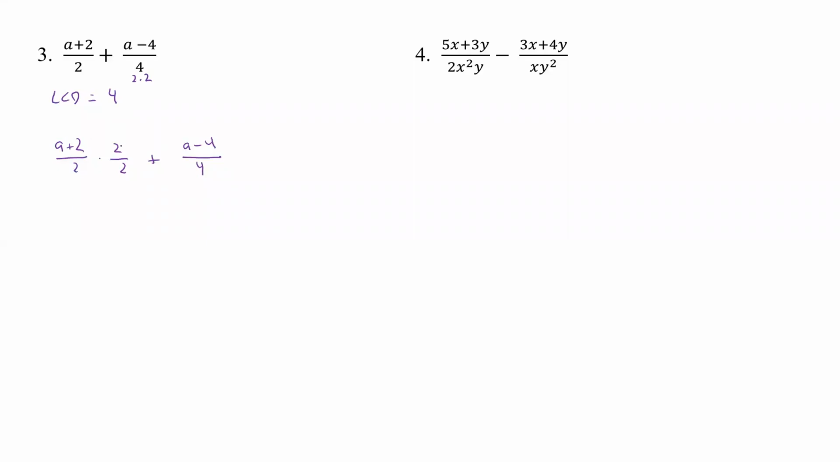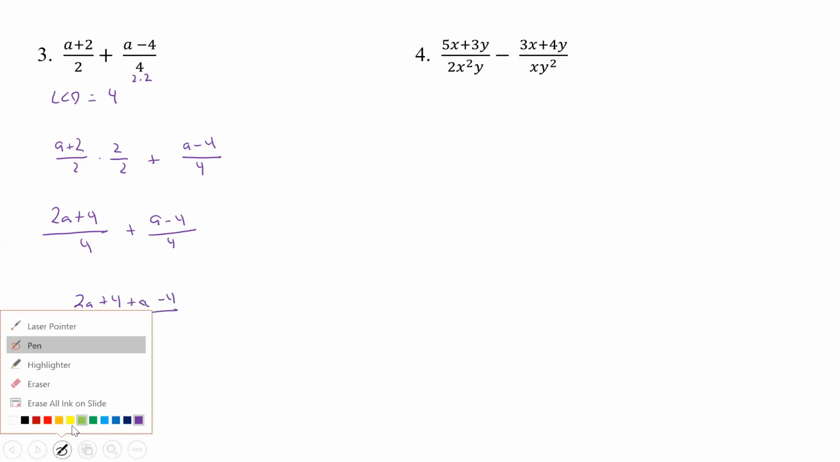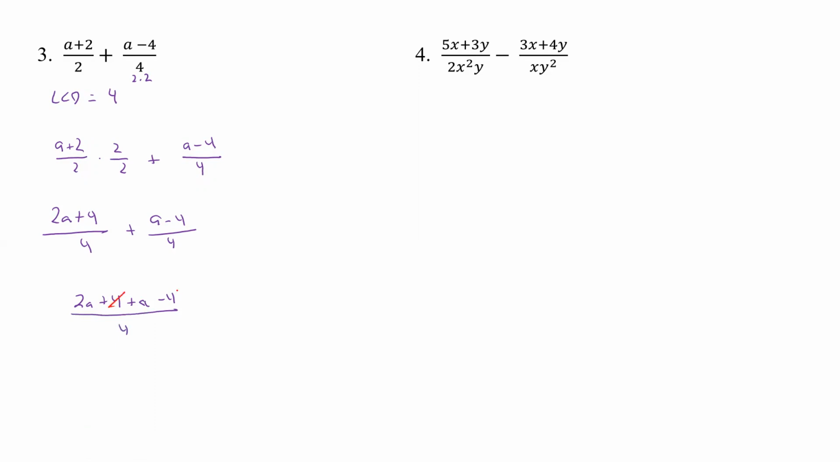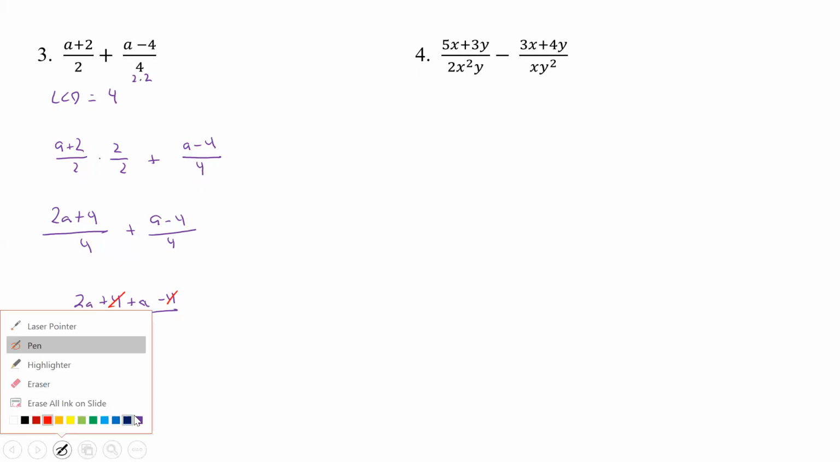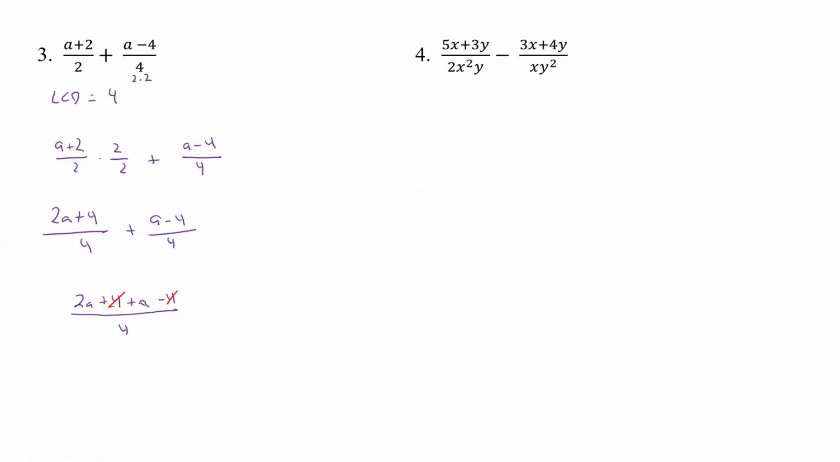So we're going to have to distribute here. So that's going to give me 2a plus 4 over 4 plus a minus 4 over 4. And now I can just put everything in the numerator. We'll have 2a plus 4 plus a minus 4 all over 4. Well, looks like in our numerator, 4 minus 4 cancels, so that's gone. And so now I have 2a plus a, so that's 3a over 4. We can't simplify that any further, and so that will be our final answer.